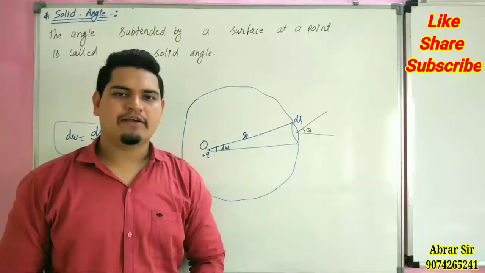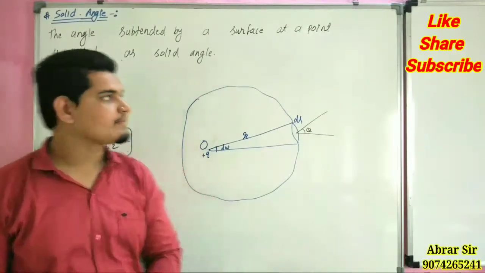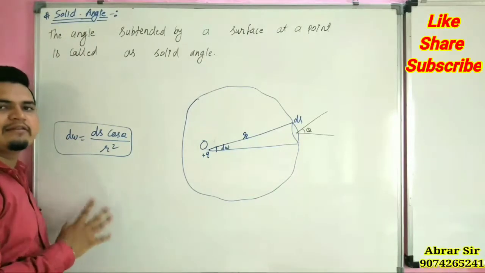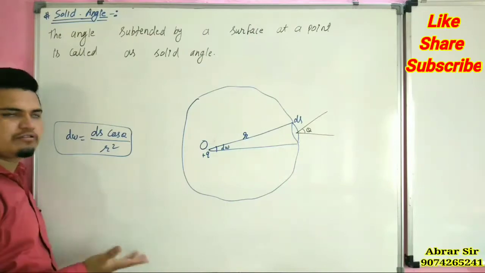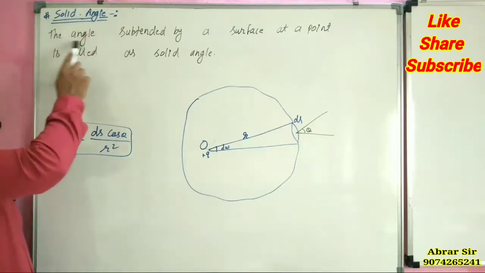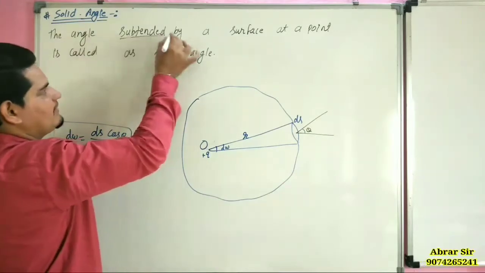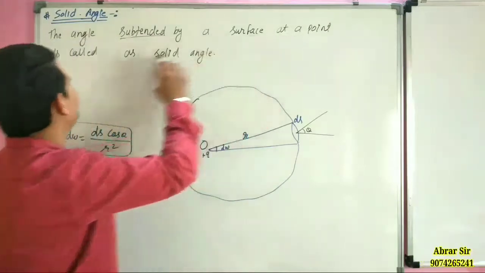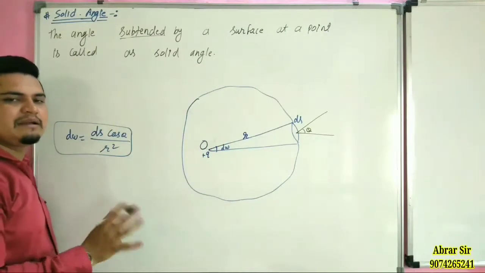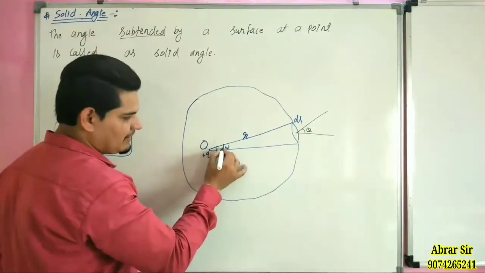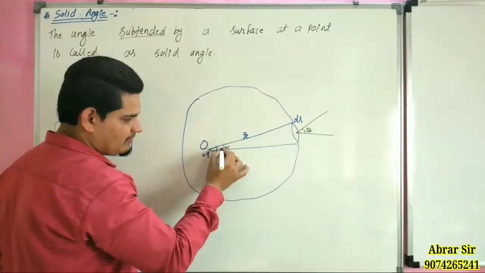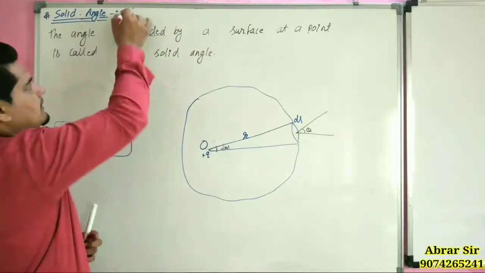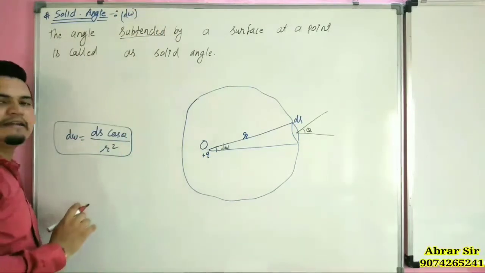Now our next topic, solid angle. It is a very small topic. It will be used in Gauss theorem, which is our next topic. So solid angle: the angle subtended by a surface, the angle considered by a surface at a point, is called the solid angle. This is nothing but an angle. It is denoted by d omega.